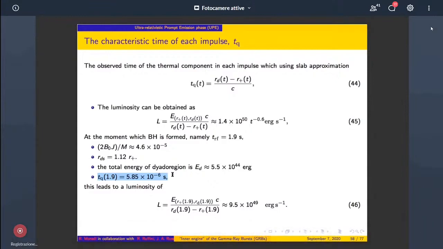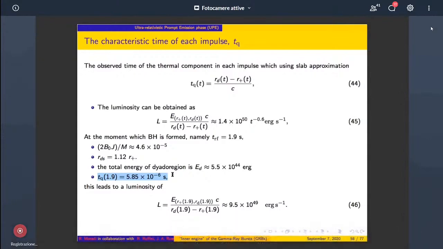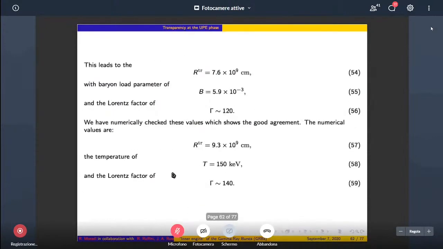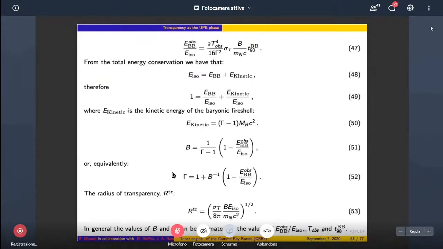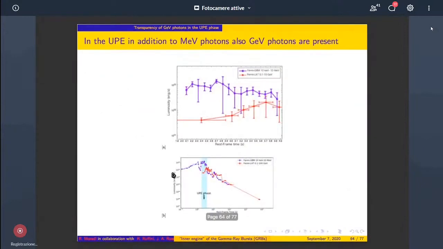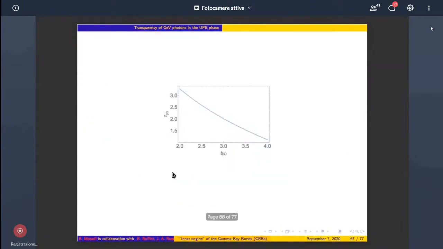But unfortunately the resolution of the Fermi GBM is at most 0.1 second, we can go down, but still we can see this thermal component, this self-similar behavior that Liang was always talking about. So this is the solution of the compactness problem. Our inner engine produces this E plus E minus, and it will self-accelerate and emit the thermal component at around 10 to the 10 centimeter with a Lorentz gamma factor of around 100. These are the transparency of the photon in the UPE phase.